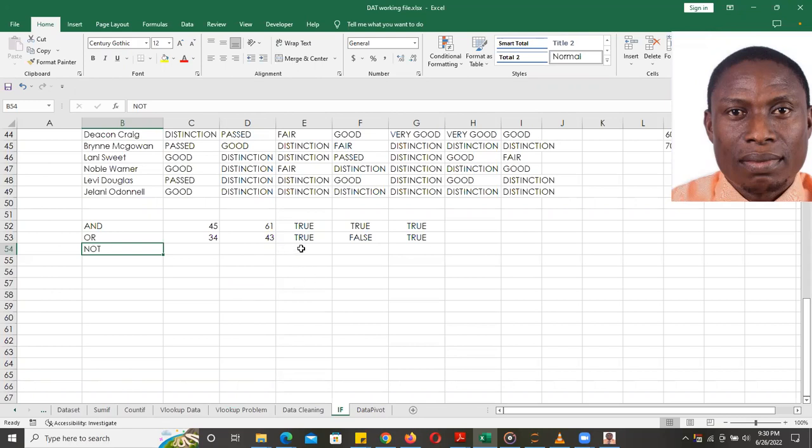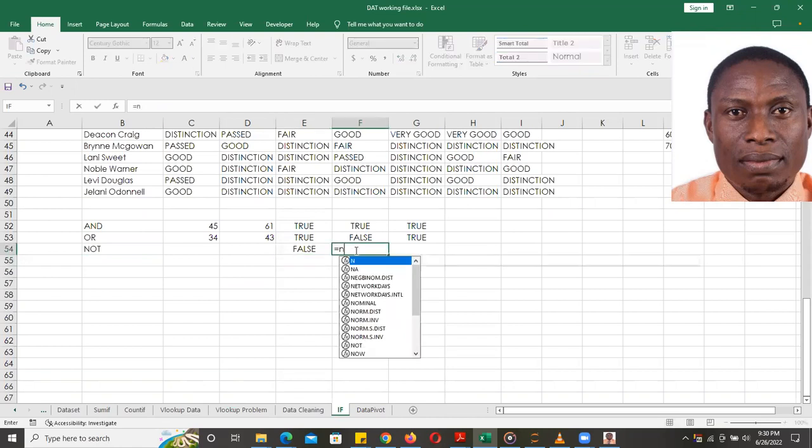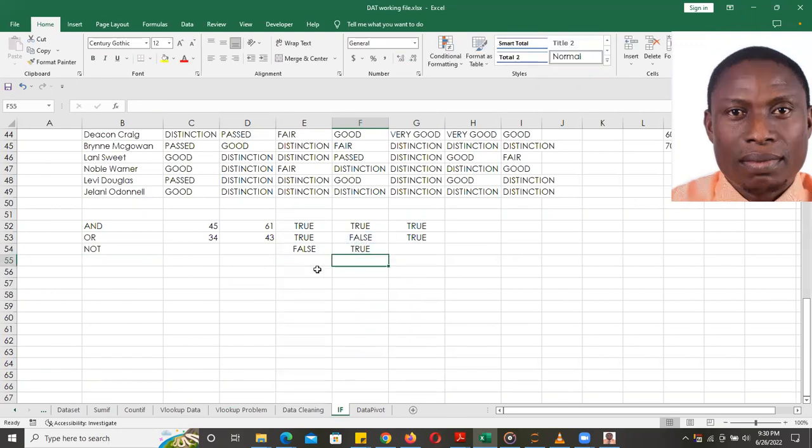Let's look at it. For instance, let's use this one: equals NOT, then we supply true. It's giving us false. Now NOT false is giving us true. So NOT will always give us the opposite of what we key in. If you key in false, it will give you true. If you key in true, then it's going to give you false. Okay?